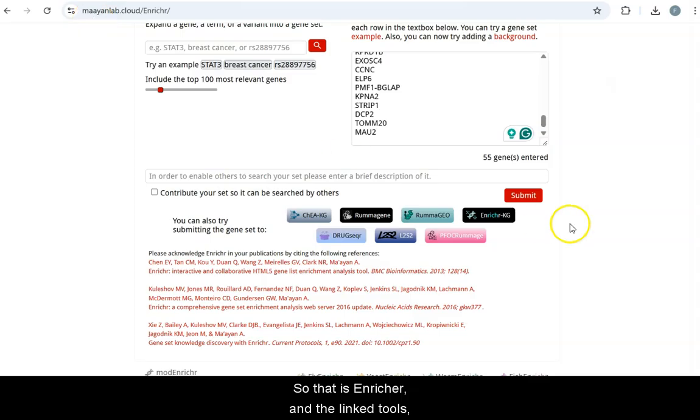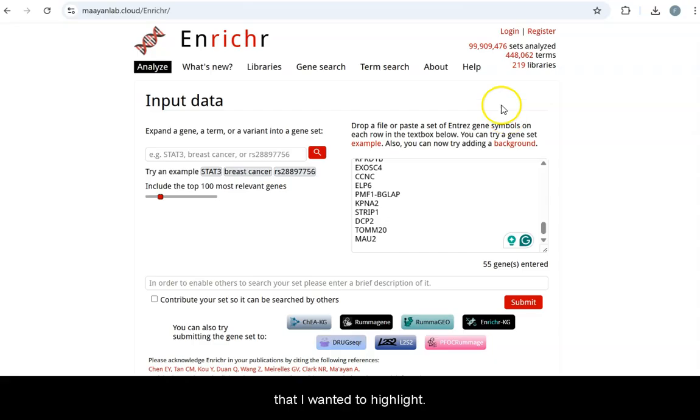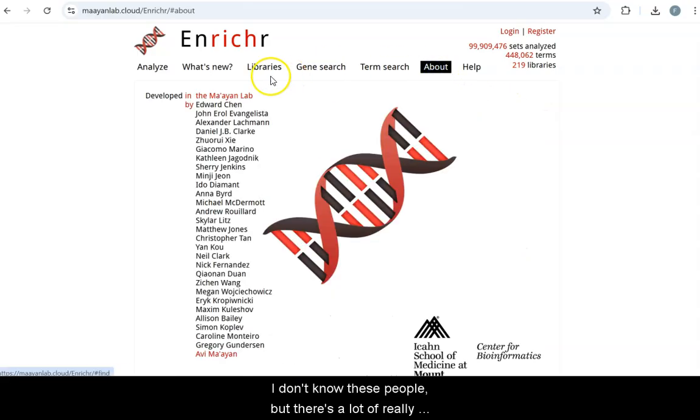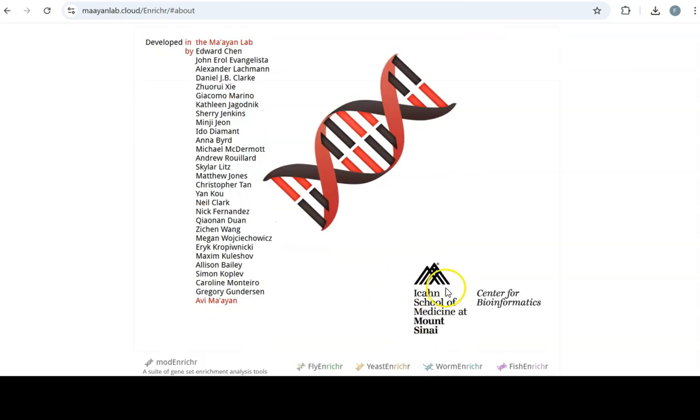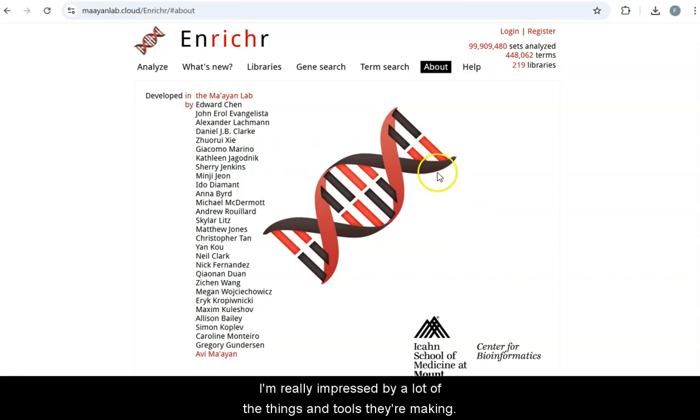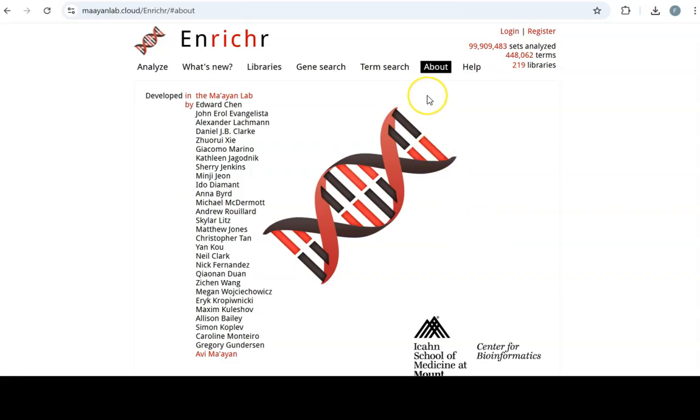So that is Enrichr and the linked tools to this one. I want to highlight, I don't know these people, but there are a lot of really interesting bioinformatic tools coming out from the Ma'ayan lab here. So have a look at what they're doing. I think it's at Mount Sinai. I'm really impressed by a lot of the things and tools they're making.